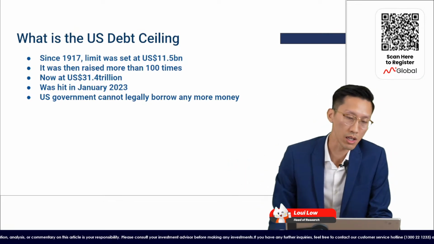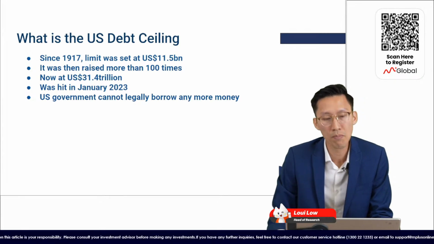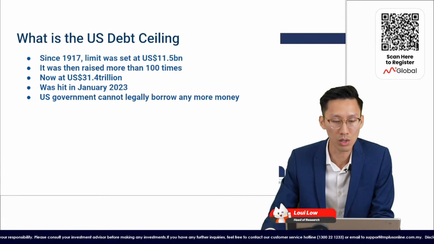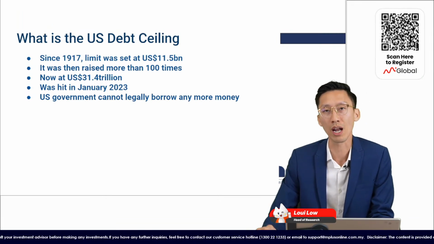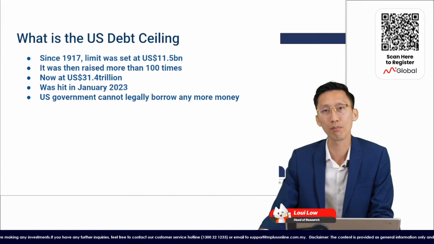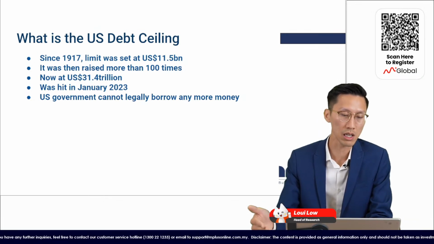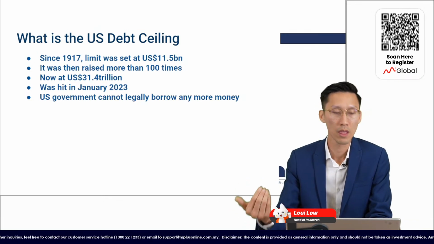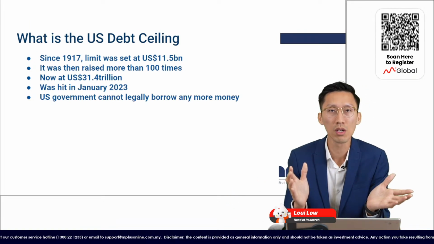Okay, so what is the debt ceiling? Since 1917, yes, it is 1917 and not 2017, the limit was set at only 11.5 billion. It was then raised more than 100 times from that point until right now at 31.4 trillion. And this was hit. The debt ceiling was hit in January 2023, and the US government cannot legally borrow any more money. So that is just the idea about the debt ceiling.